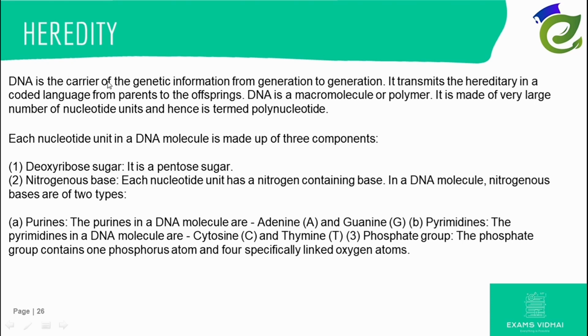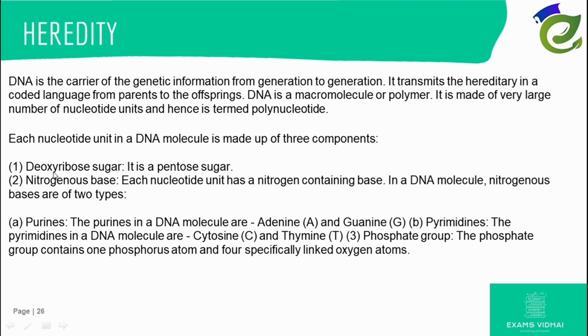The genetic information that you are carrying now may be height, weight, hair color, eye color, etc. It's all from your parents. You're getting this from them, and they got it from their parents, and so on, from your grandparents to them. It's all about DNA. Now, each nucleotide unit in a DNA molecule is again made up of three different components.